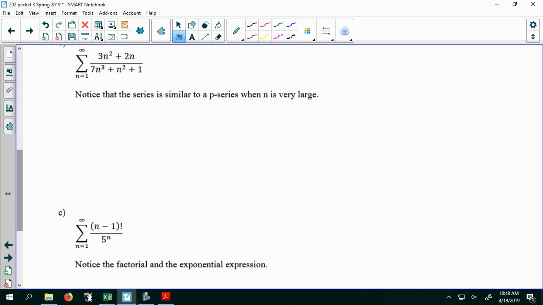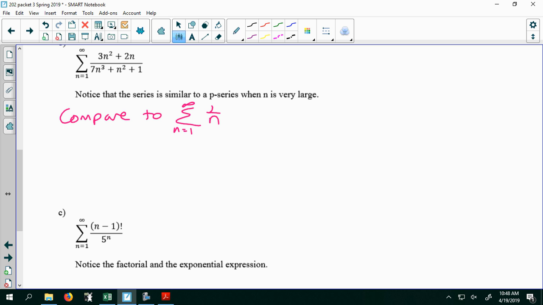Next sum, we want to notice that this is similar to a p-series when n is very large. So what p-series is this similar to? If you plugged in like a billion, the only terms that would matter would be the leading terms. And n squared over n cubed reduces to 1 over n. So we would compare to the sum of 1 over n here.